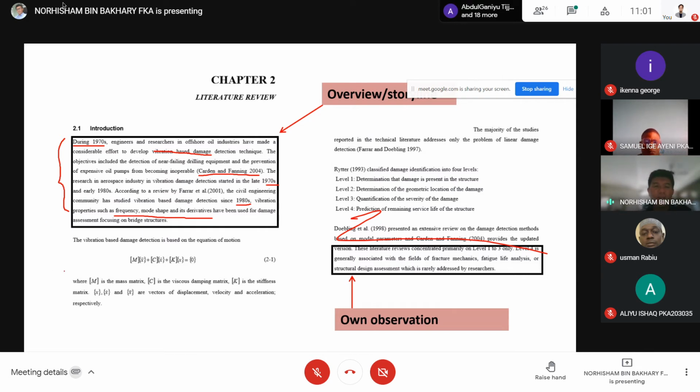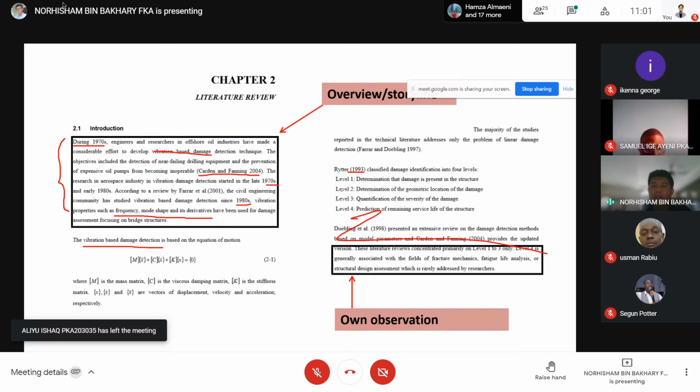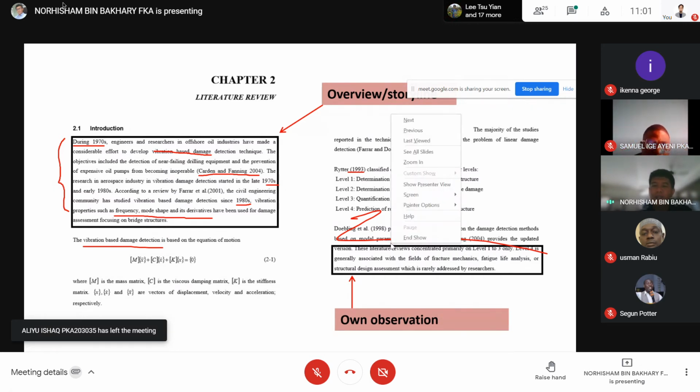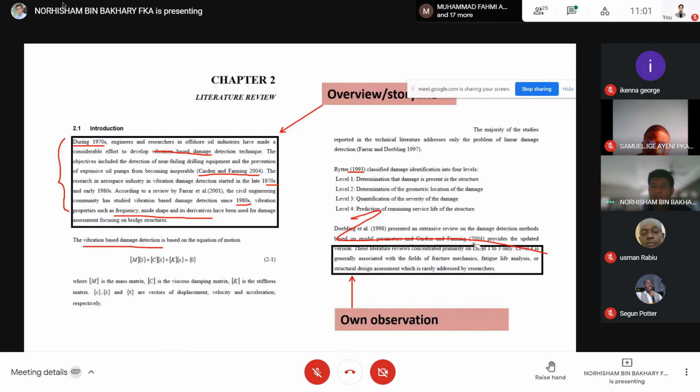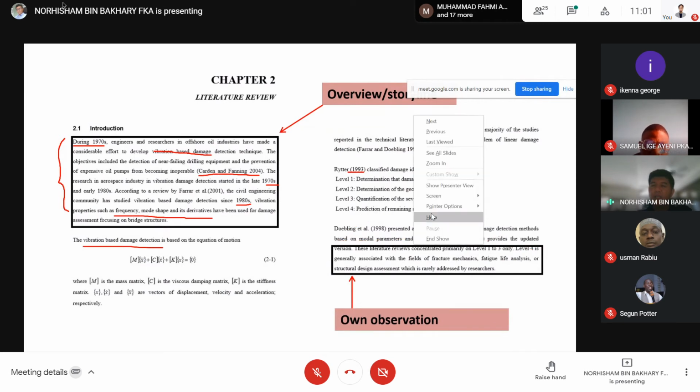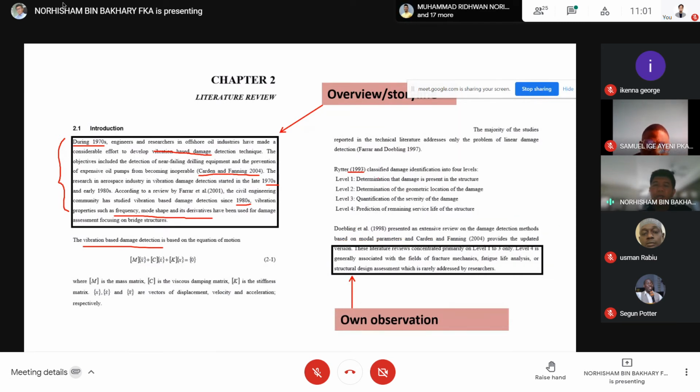All right, and then I write the rest, where the vibration-based damage detection is based on the theoretical of dynamics, and so on and so forth. And then Rytter 1993 categorized damage detection into level 1, level 2, level 3, and level 4. And then at the end of this, I cut it, there are several pages. At the end, I provide my own observation. So this literature review concentrates primarily on level 1 to level 3 only.